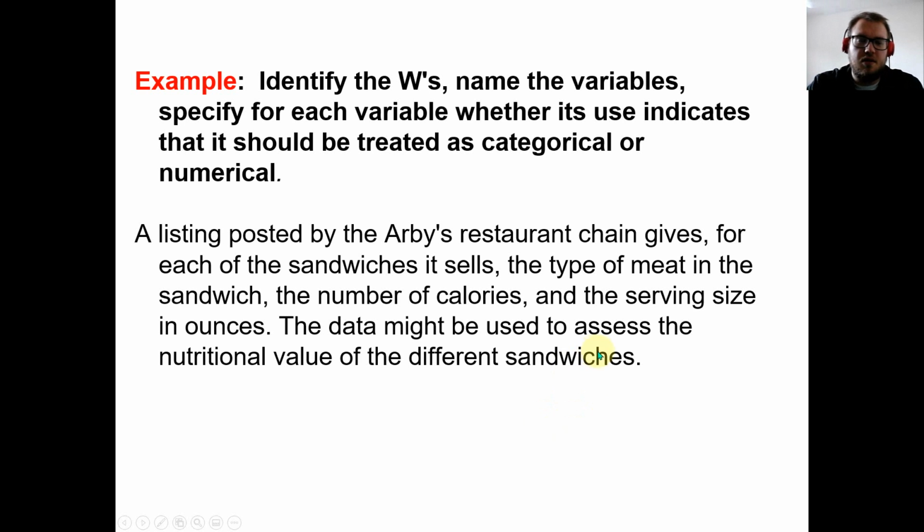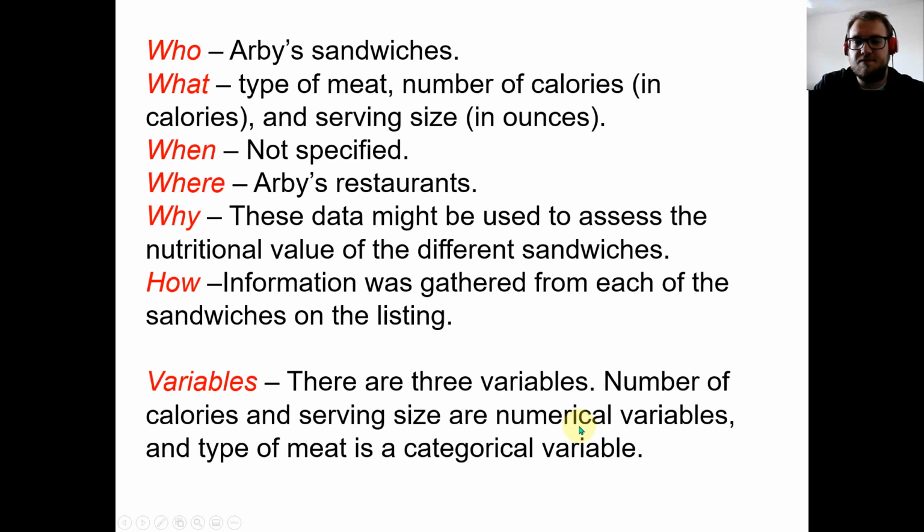So here's another example. Identify the W's, name the variables, and specify for each variable whether its use indicates that it should be treated as a categorical or a numerical variable. A listing posted by Arby's restaurant chain gives, for each of the sandwiches it sells, the type of meat in the sandwich, the number of calories, and the serving size in ounces. The data might be used to assess the nutritional value of the different sandwiches.